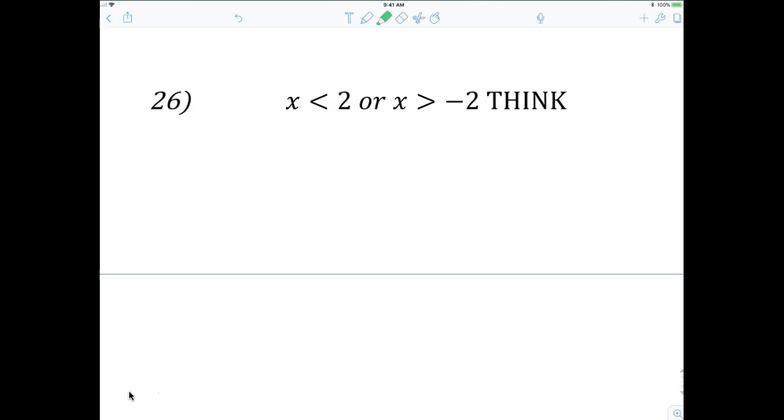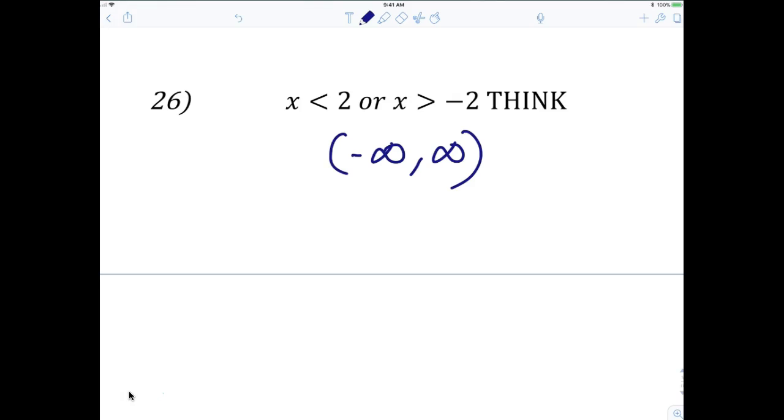What do you think? Negative 2 comma 2. What do you think? Negative infinity. It's because it's 0, it cancels out.